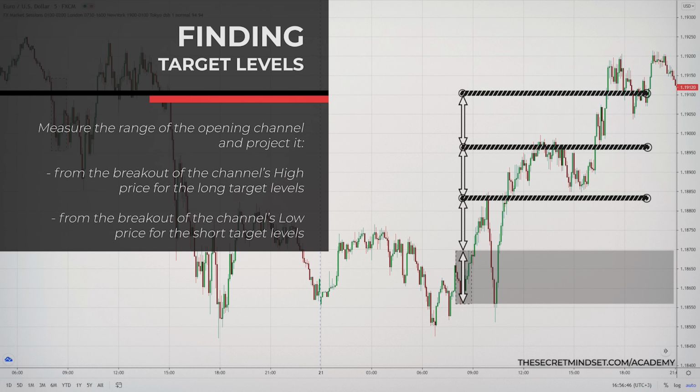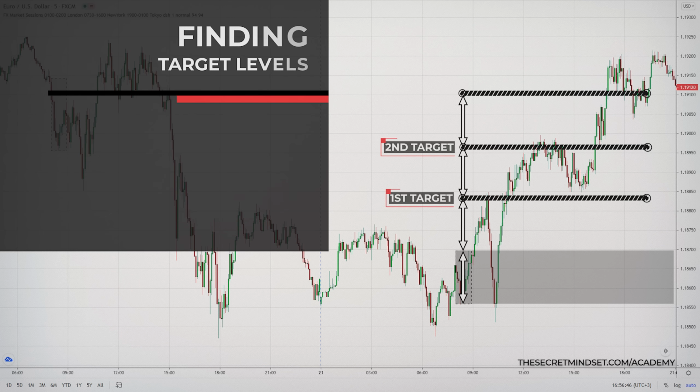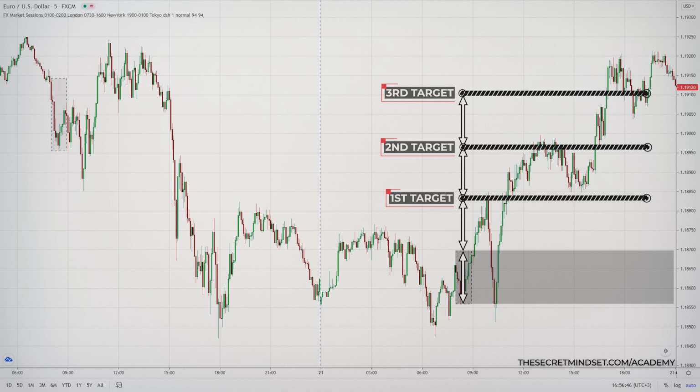it from the breakout of the channel's high price for the long target levels, and from the breakout of the channel's low price for the short target levels. And you have to do it multiple times, just like adding pivot points. You determine the first target by projecting the channel, and then the second target by projecting the channel once again, and once again for the third target for the day.